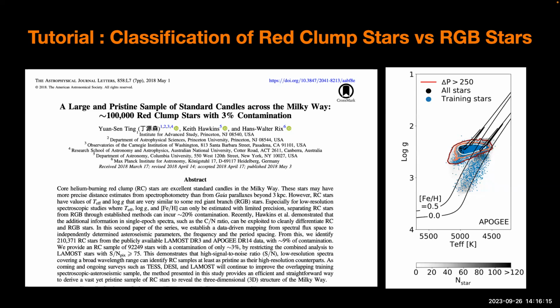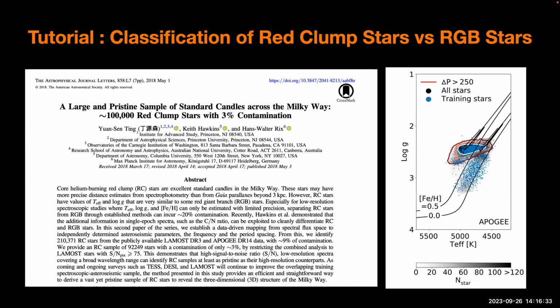And for standard candles, it's very useful because if you know they are standard candles, just based on how bright they are, you can know their distances. And therefore you can get very precise distances, like, I think red clump can get you about 3 to 5% in distances.